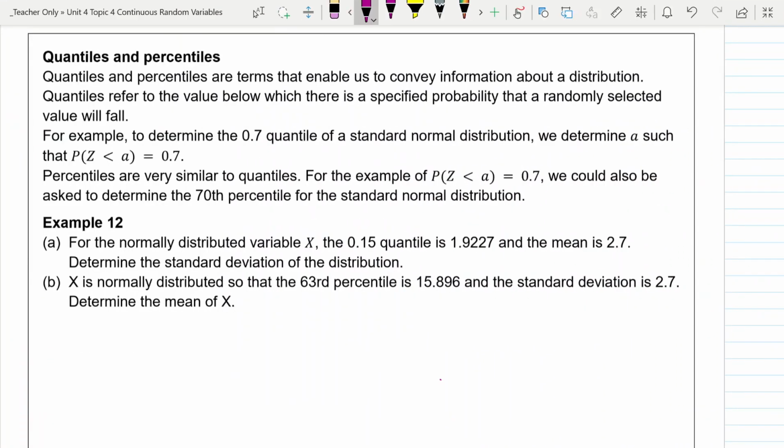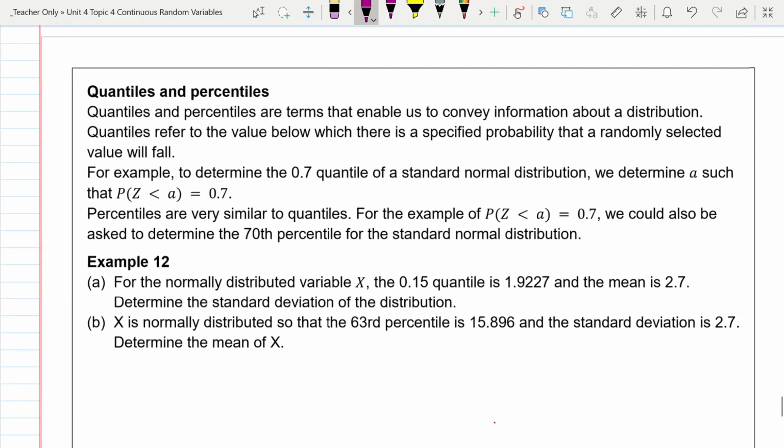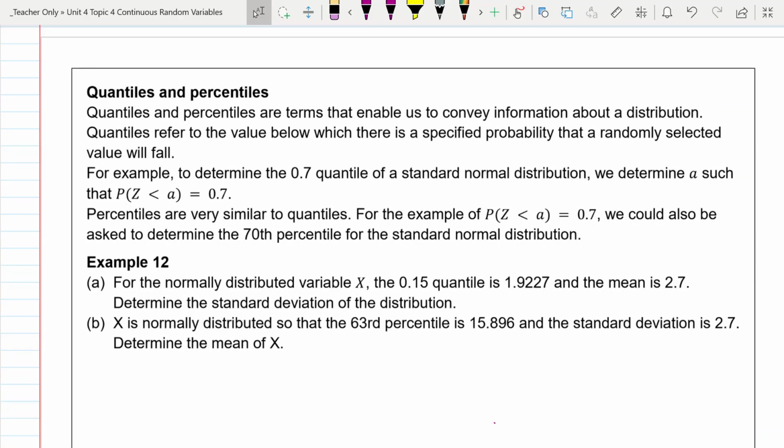Now, grade 12s, I'm going to introduce you to another term that we use. And again, it's just about understanding the language. It's not that we're doing anything different or new. And that's the term quantiles and percentiles. That's a way that we can convey that we're looking for a probability.